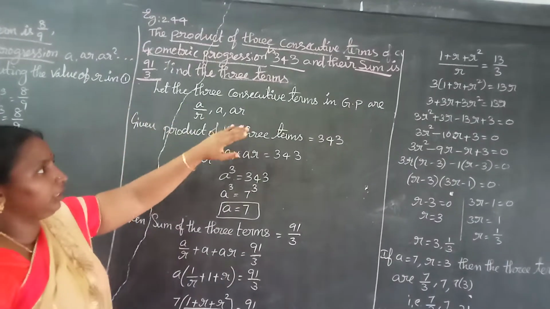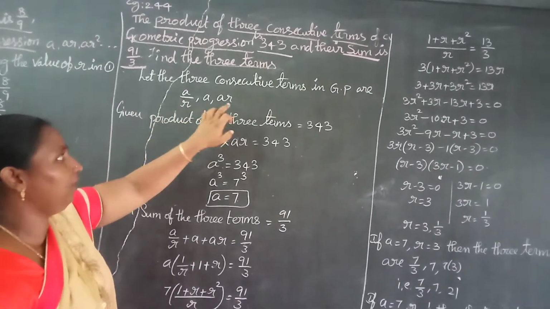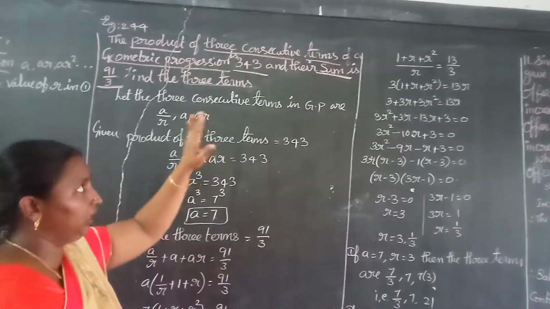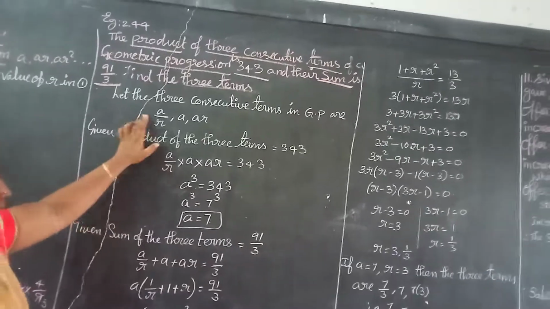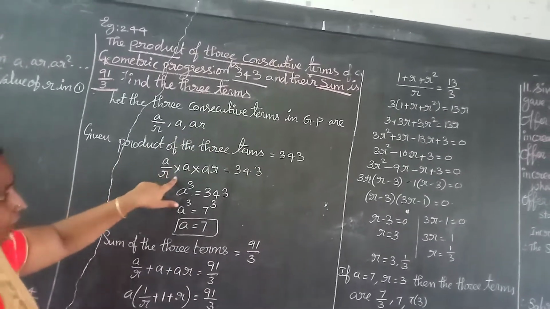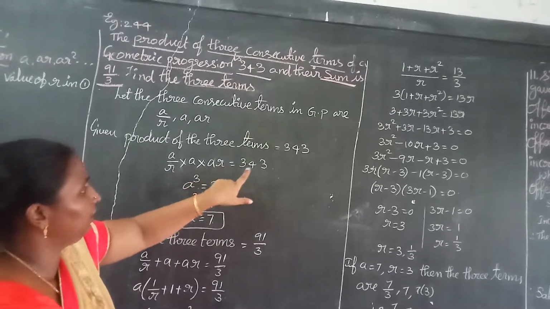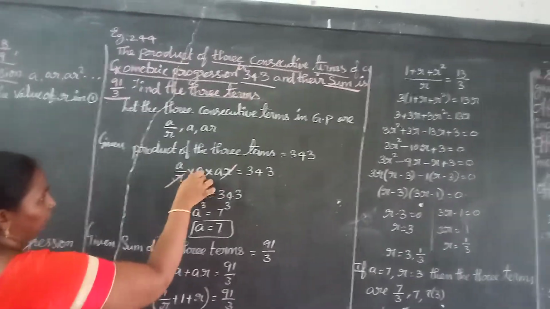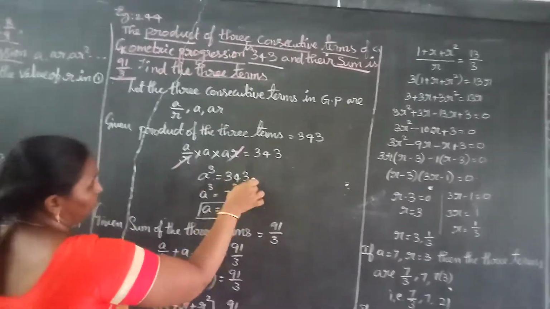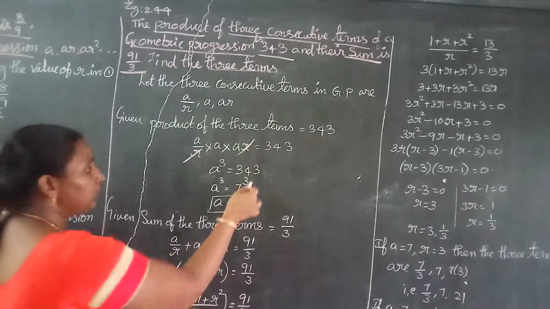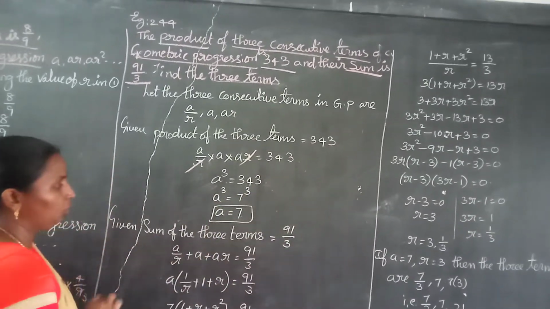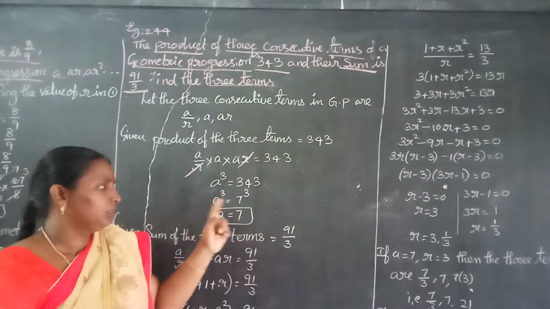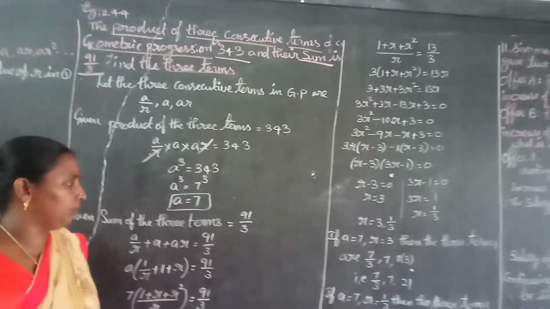So let the 3 consecutive terms in GP be A by R, A, AR. The product of the 3 terms equal to 343, they gave in the question. So product means multiply these 3 terms. A by R into A into AR equal to 343. R and R will get cancelled. A into A into A will get A cube equal to 343. This 343 can be written as 7 cube. A cube equal to 7 cube. The powers are equal, so the bases are also equal. You will get A equal to 7.